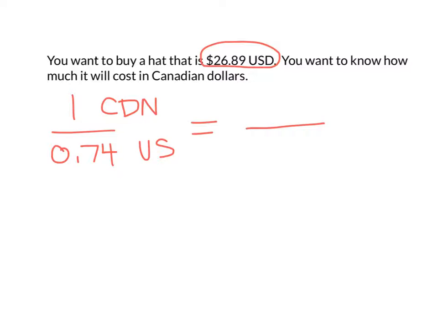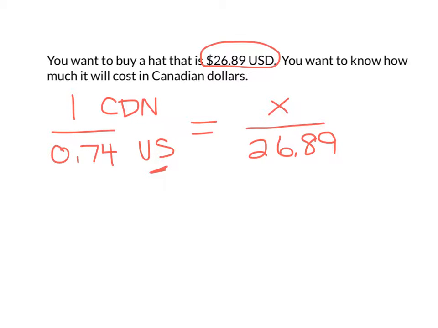So then what I do is I make an equal ratio, and because I know the US price, I put that where I have my US, which is on the bottom. So that's $26.89. And then I have to figure out what goes here for the Canadian. Now I always do this when I'm working with the ratios because sometimes I don't know whether I'm supposed to multiply or divide, and this way it always works.